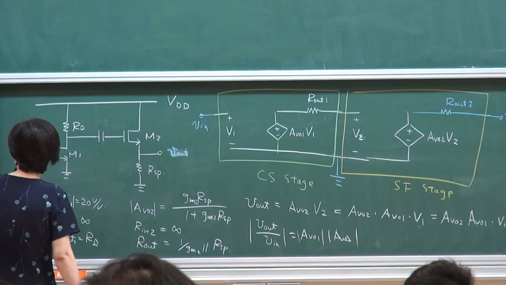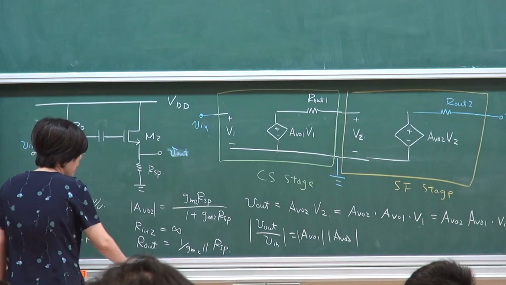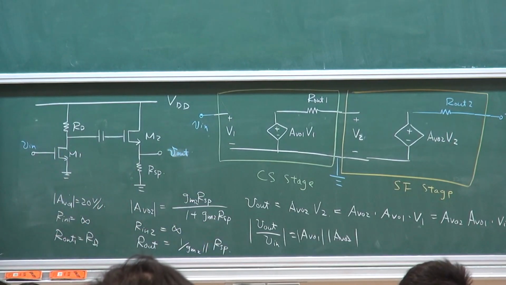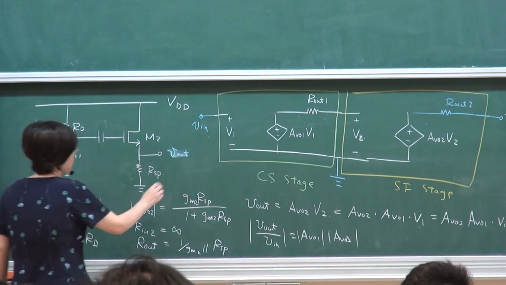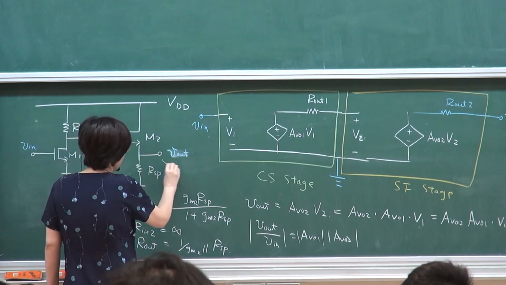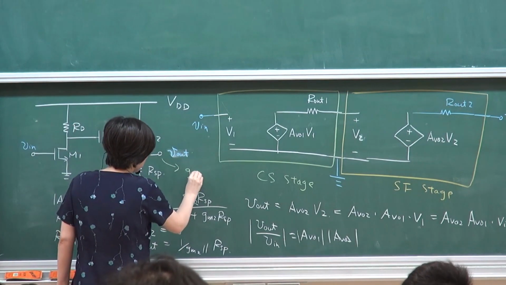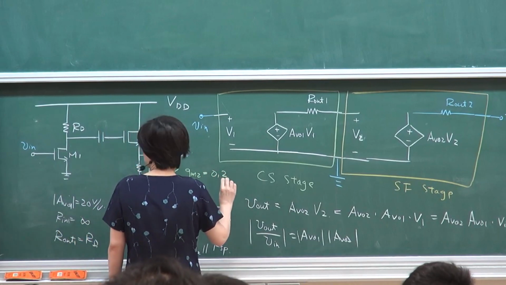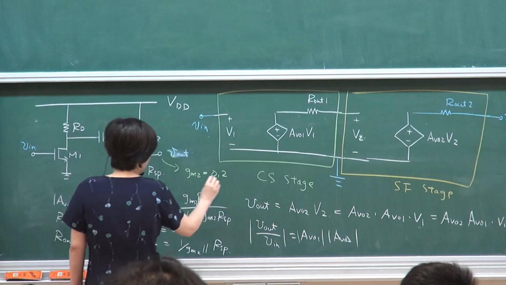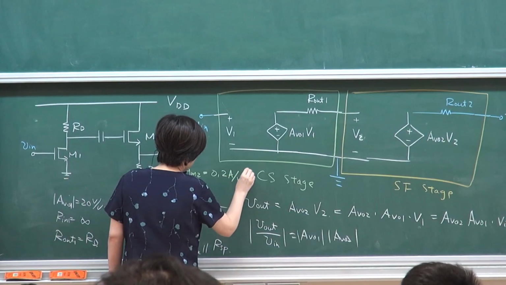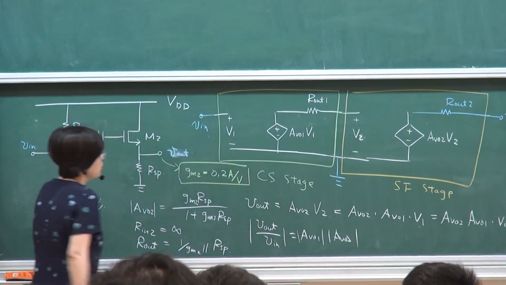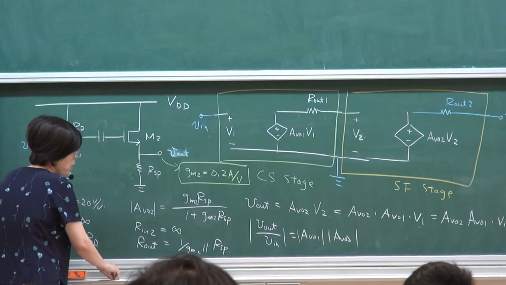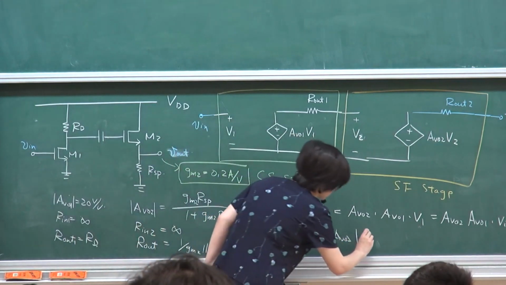Oh, I forgot to do the key parameters, sorry. So I'm assuming my GM2 is already designed. I'm assuming that the biasing is setting up GM2 10 times larger, which is 0.2 amp per volt. So let's assume that this is given, then I should be able to get my ultimate result.